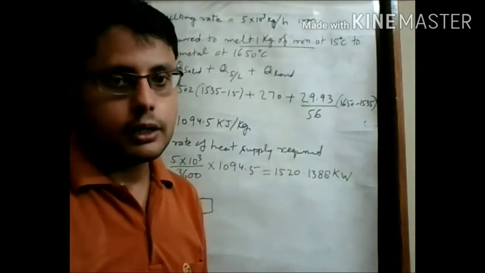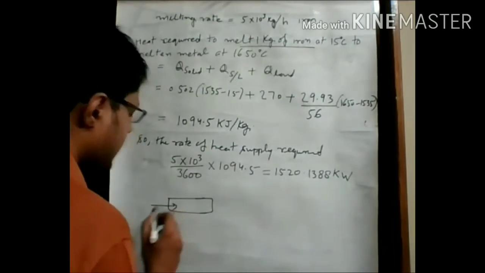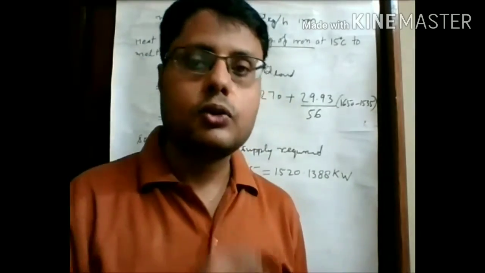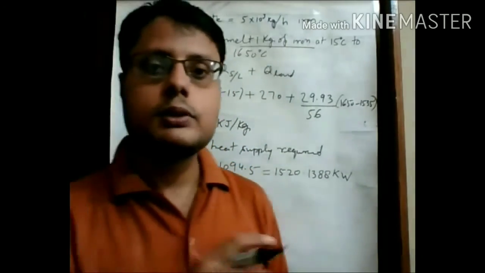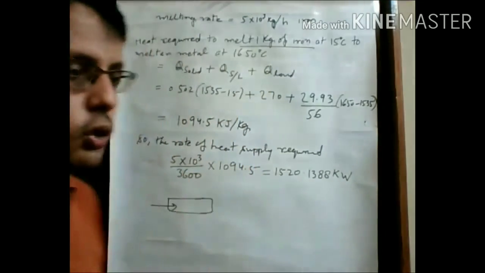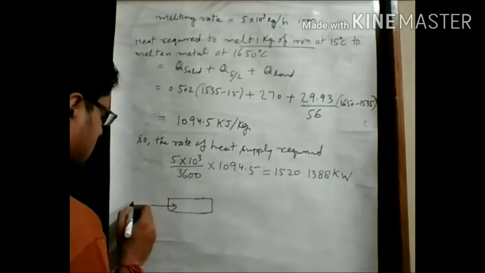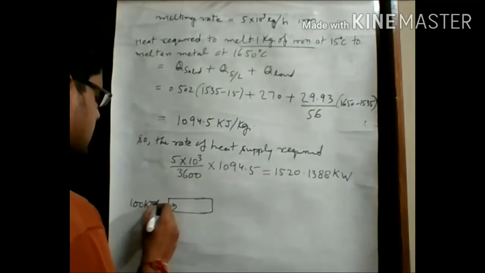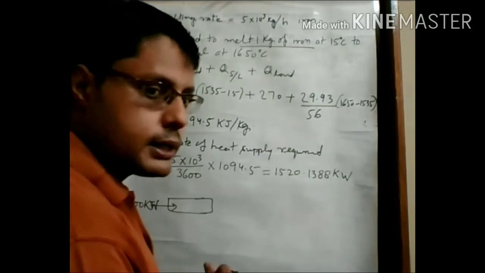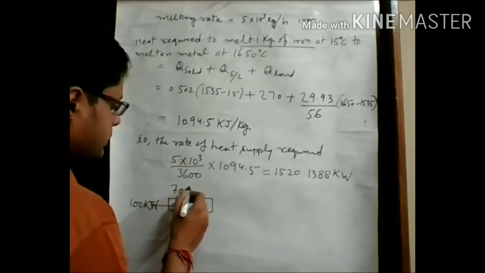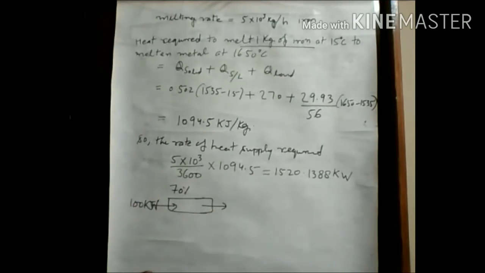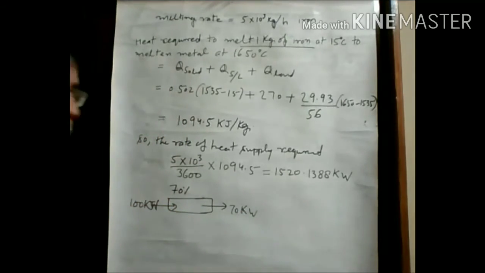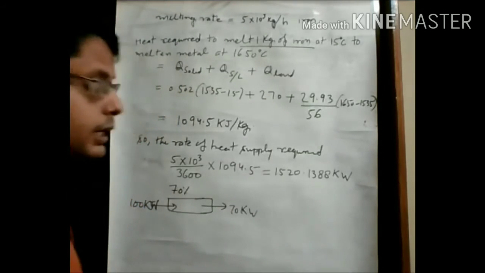degrees centigrade liquid iron. This is an electric furnace, meaning we provide electric energy into the furnace, and the furnace gives us heat energy. Suppose we provide 100 kilowatt of electricity into this furnace. If the furnace is 70% efficient, that means it provides us 70 kilowatt of heat. If the furnace is 80% efficient, then it provides 80 kilowatt of heat.